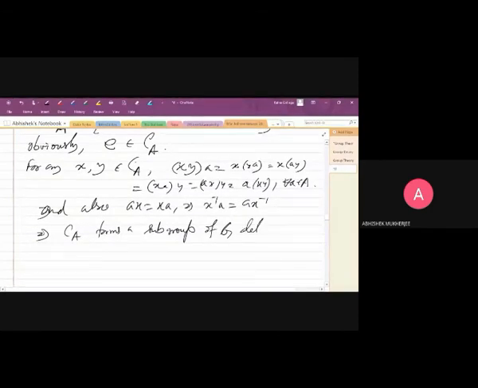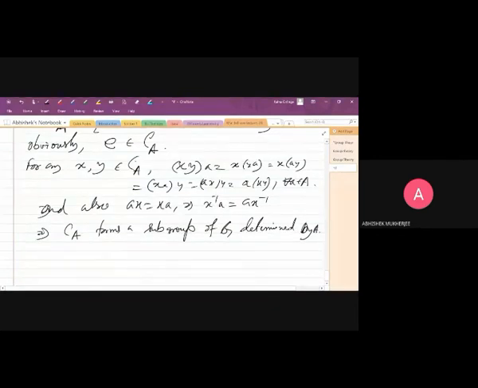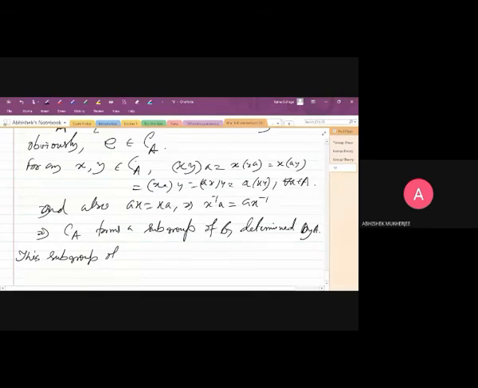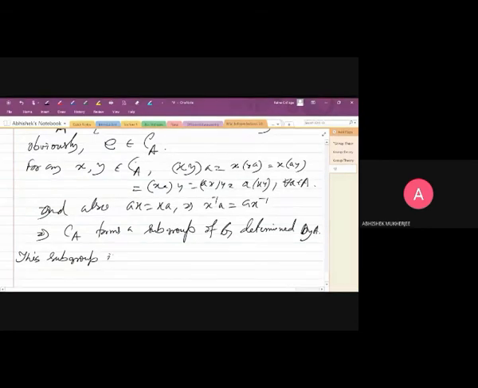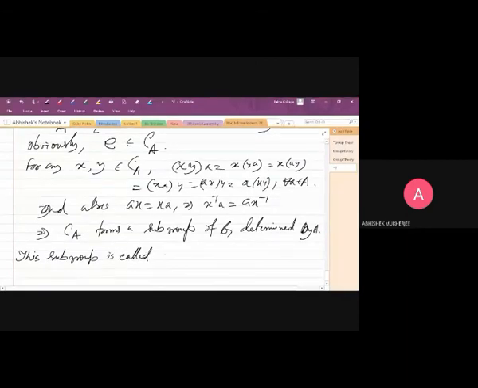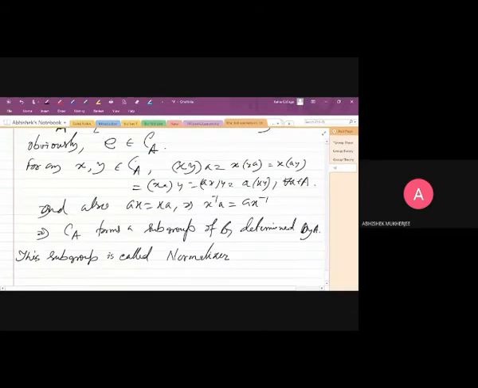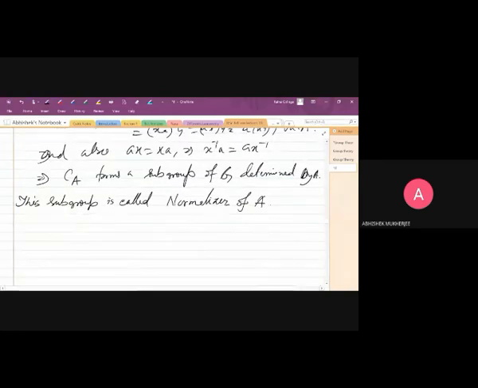determined by capital A, and this subgroup is called the normalizer of capital A, or centralizer of capital A, whatever you think good. Okay, fine.